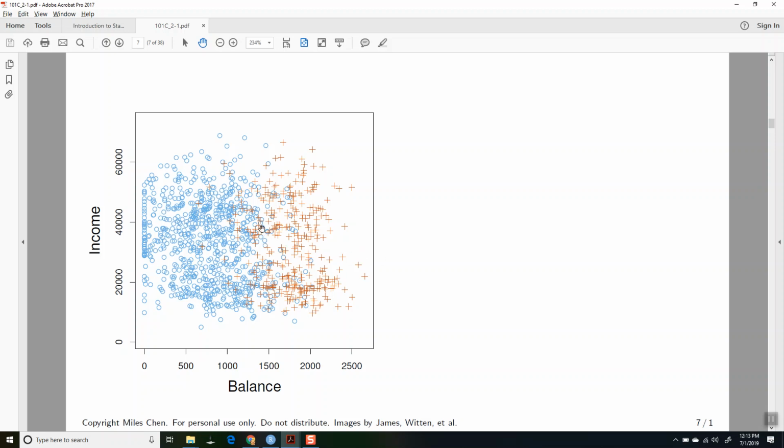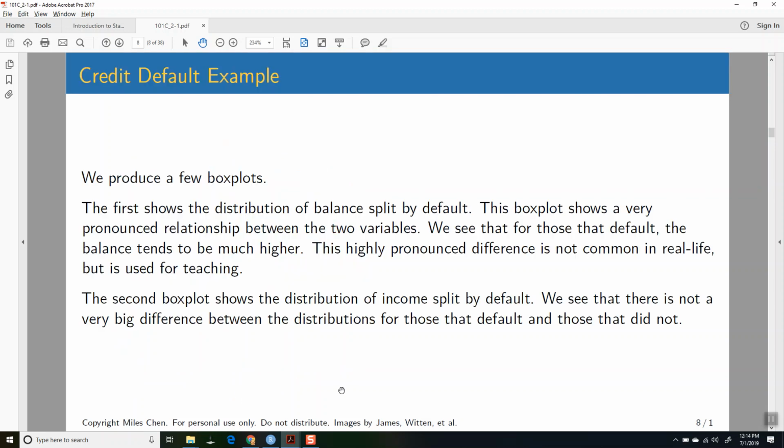So anyway, what we see is that as far as income goes, at lower income versus higher income, the rate of defaults doesn't seem to change much, okay? But as far as the balance goes, we can see for low balance, no one's defaulting, and then at higher balances, everyone's defaulting, okay? So we see a much stronger relationship between who defaults and who doesn't, based on balance, okay?